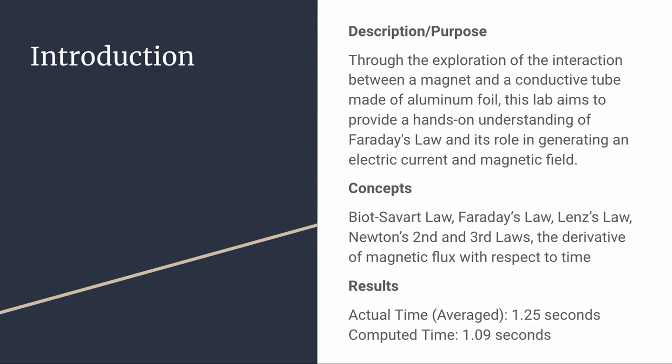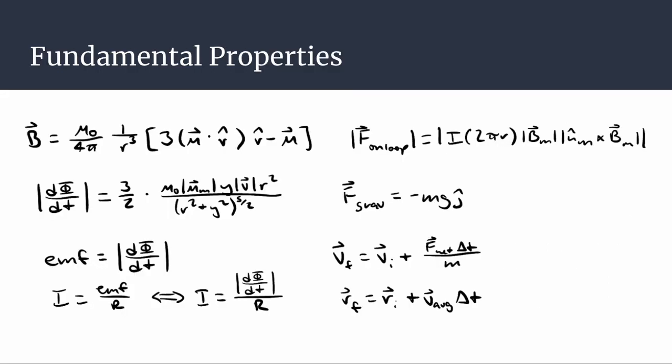Some concepts used in this lab were the Biot-Savart law, Faraday's law, Lenz's law, Newton's second and third laws, and the derivative of magnetic flux with respect to time. The results that came out of this lab were that the average time it took for the magnet to fall through the tube was 1.25 seconds, and the computed time that I got was 1.09 seconds. Some of the fundamental properties used throughout this lab were magnetic field, magnetic flux, current, and magnetic force on a loop or ring. But we can get more into these laws or fundamental properties later on.